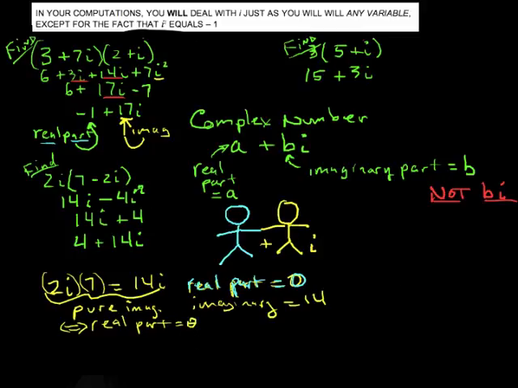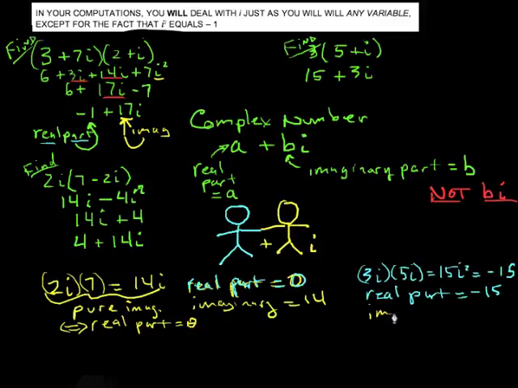And it also makes sense then that if I had a number like 3i times 5i, this is 15i squared, which we said is equal to negative 15. This would have a real part equal to negative 15 and an imaginary part equal to 0. All right. More to come.